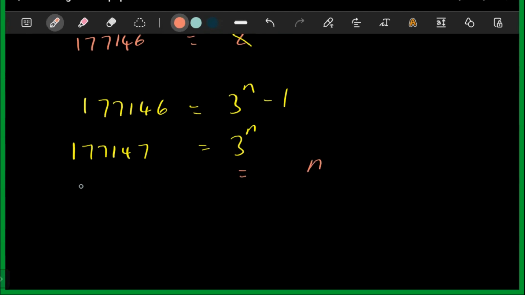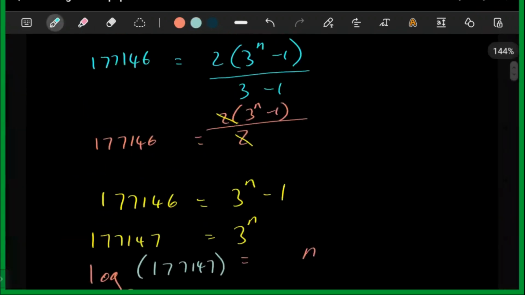You make n the subject of the formula, you say log. The base of the exponent becomes the base of the log. Whatever this value is, you're going to write it over here. And then all this, you're going to put it in your calculator. So in our beloved calculator, this is coming out as 11. That's the way we like it.